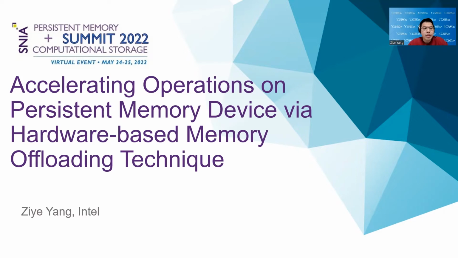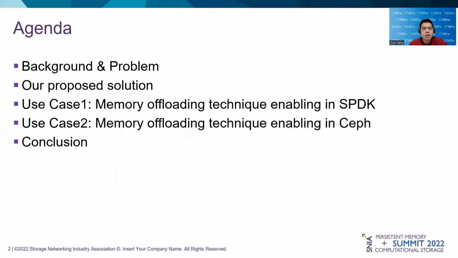And my topic is accelerating operations on persistent memory devices with a hardware-based memory offloading technique. Here is the agenda. Firstly, we will introduce the background and the problem. The problem is the relatively high CPU overhead when you use the CPU to drive operations on persistent memory.